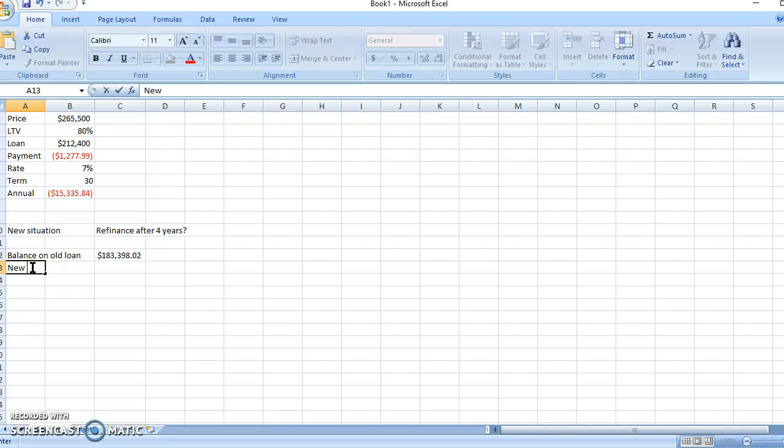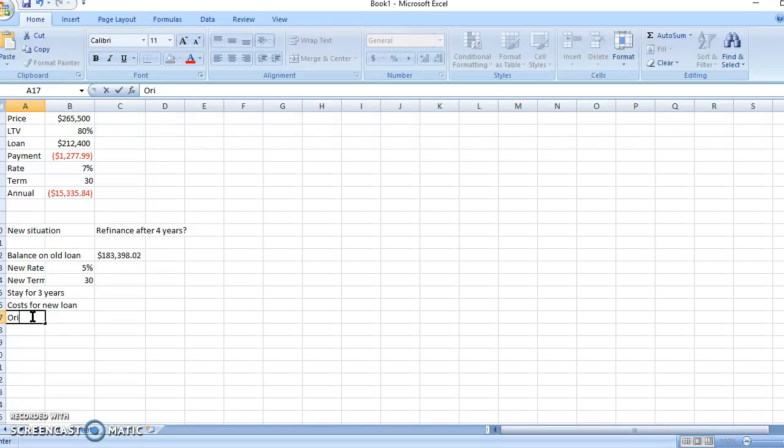Okay, so we want to include the new rate, which is going to be 5%. And then we also want to include the new term, which is still going to be 30 years. Okay, so this family is actually only going to stay for 3 more years in this home. And so then we also want to figure out the cost for a new loan. Okay, we're going to have some fees on this.